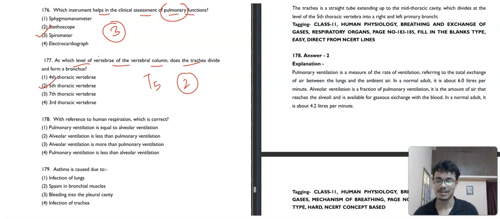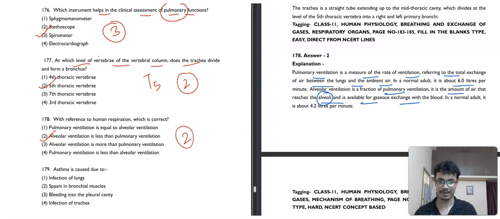It is saying, with reference to human respiration, which is correct? Pulmonary ventilation is equal to alveolar ventilation. No. Alveolar ventilation is less than pulmonary ventilation. Absolutely correct. Pulmonary ventilation will always be more than alveolar ventilation. Why? Because pulmonary ventilation is a measure of the total exchange of air between the lungs and the ambient air, and in a normal adult it is about 6 liters per minute. But alveolar ventilation is a fraction of pulmonary ventilation. It is the amount of air that reaches the alveoli and is available for gaseous exchange. The second option is our correct answer.